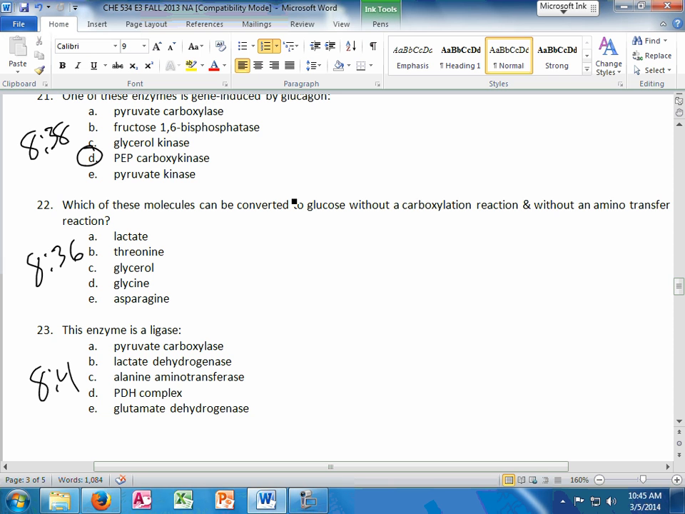These molecules can be converted to glucose without a carboxylation reaction and without an amino transfer reaction. So slide 36 again. This is talking about the pyruvate carboxylase. This would be either of the amino transferases. So this one would require the carboxylation reaction, and all of these are going to require an amino transferase because they're amino acids. These would require both, because they're in the pyruvate family, both a carboxylation and an amino transfer.